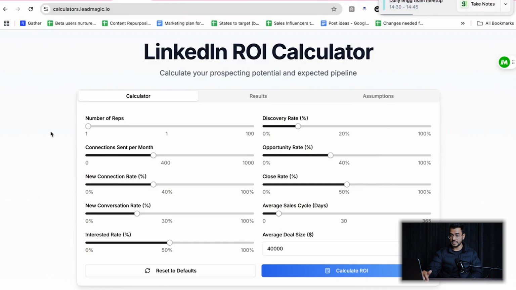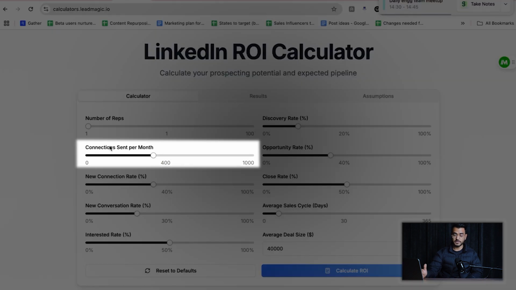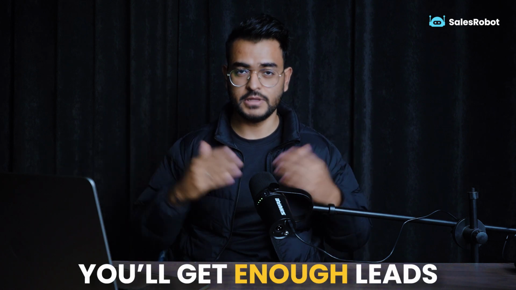First of all, these are the key metrics to target. Connections sent per month. This is the first and the most important metric. If you're not sending enough connection requests per month, the rest of the funnel doesn't matter. You're not going to be able to get good results. What we suggest is send anywhere between 800 to 1,000 connection requests every month. LinkedIn is still liberal about it. And then at the bottom of the funnel, you'll get enough leads.